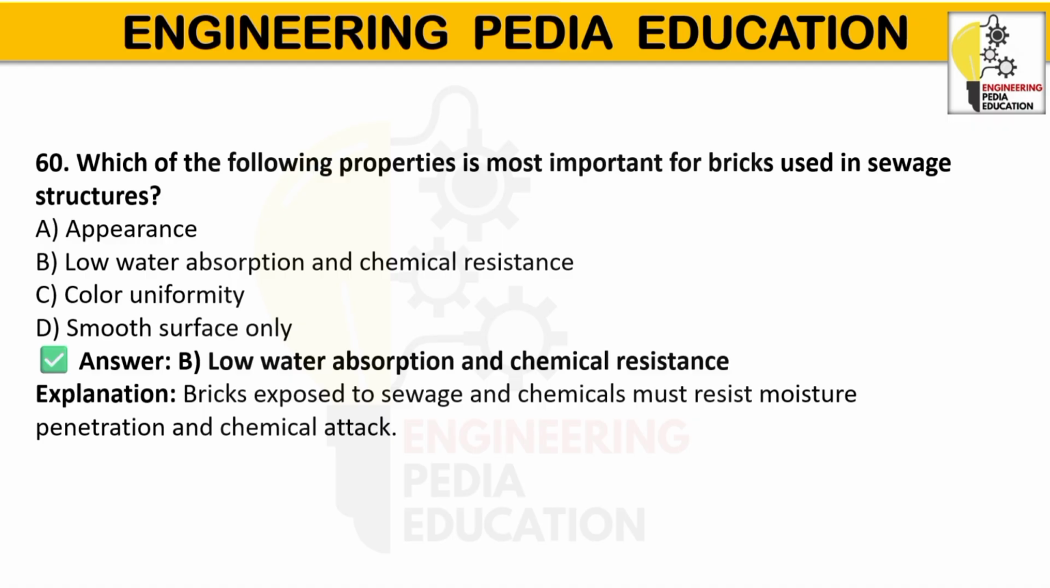What are kilns? They are clamp kiln, Hoffman kiln, bull trench kiln. Clamp kiln is temporary, for small production. Hoffman is continuous, for high production. Bull trench kiln is a continuous kiln, commonly used for large production. This bull trench kiln is what we commonly use now. Defects: lime nodules, efflorescence, warping.